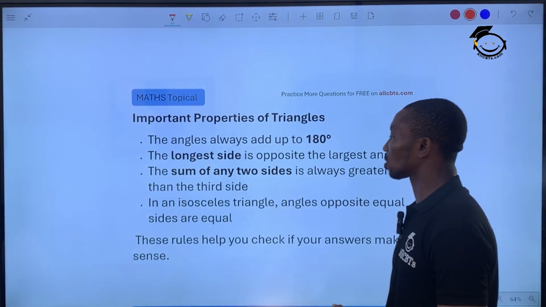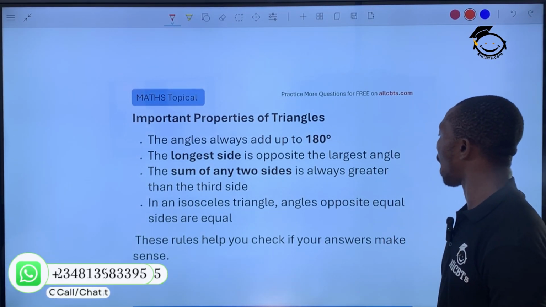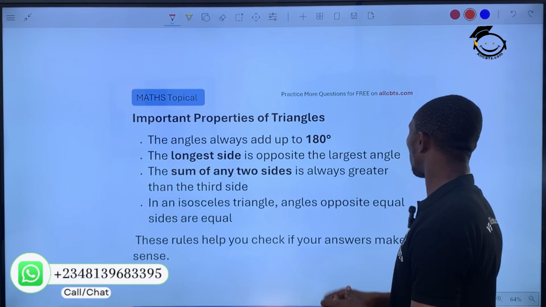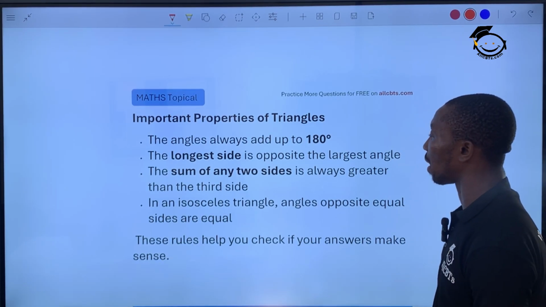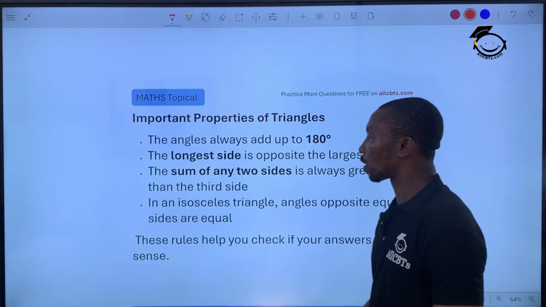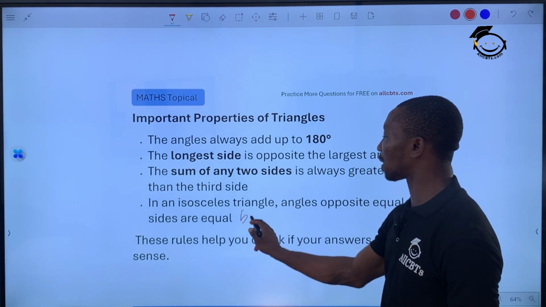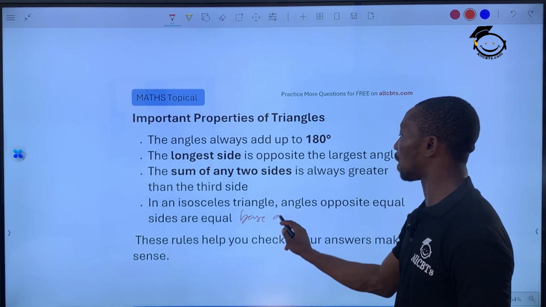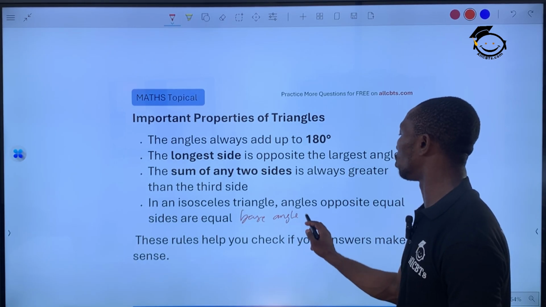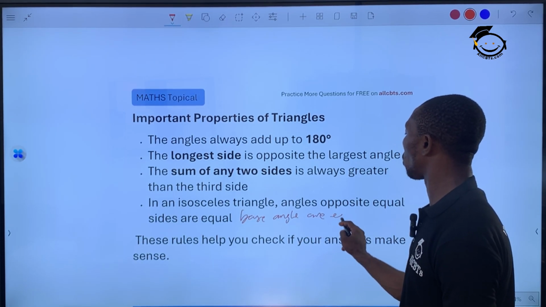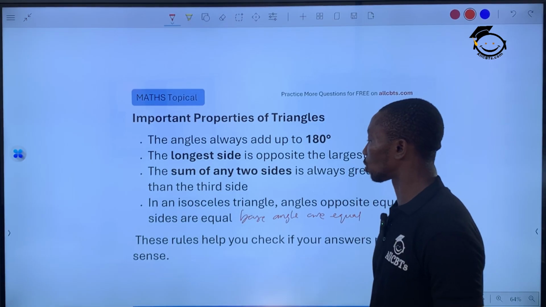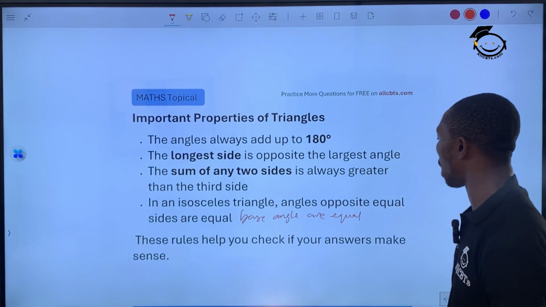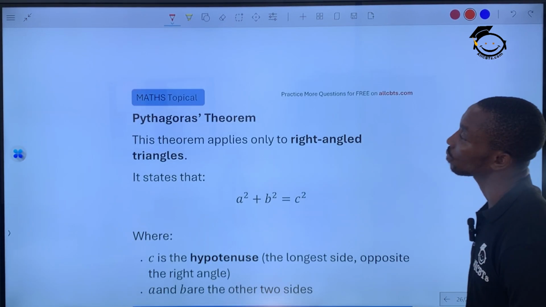Now, in an isosceles triangle, angles opposite equal sides are equal. Okay, that means the base angles of an isosceles triangle are equal. So base angles of an isosceles triangle are equal.